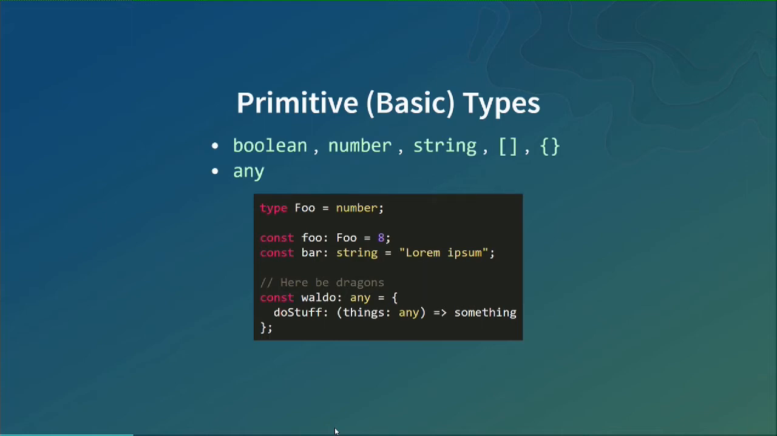So here I have some examples of just using these basic types. I have this type foo, which is a number. And then I can make this const foo, which is of type foo, and assign it the number 8. And the compiler will ensure that foo is never anything other than a number. So I can be sure that foo is always going to be a number anytime I use it. Same thing for bar here. If I say that bar is a string, assign it a string, the compiler will make sure that it's never going to be anything other than a string.